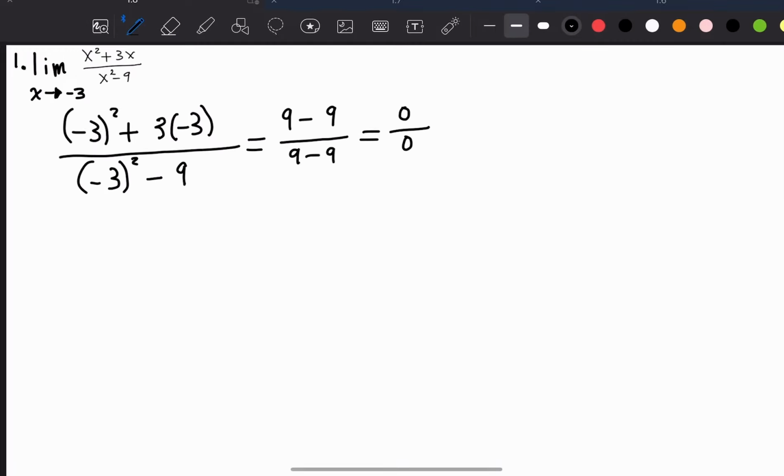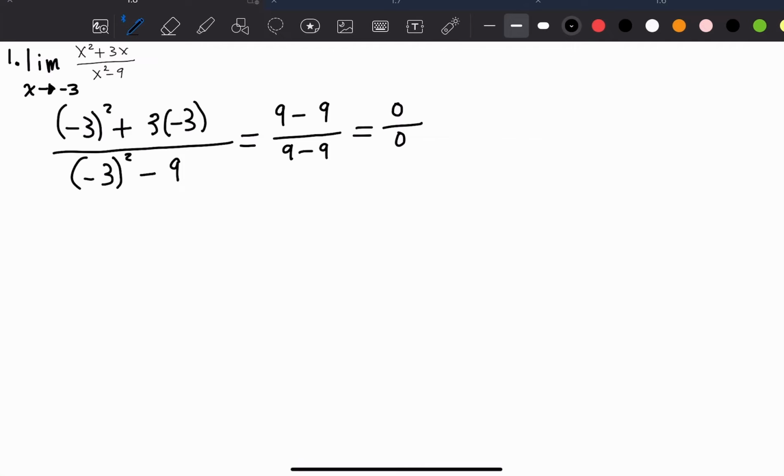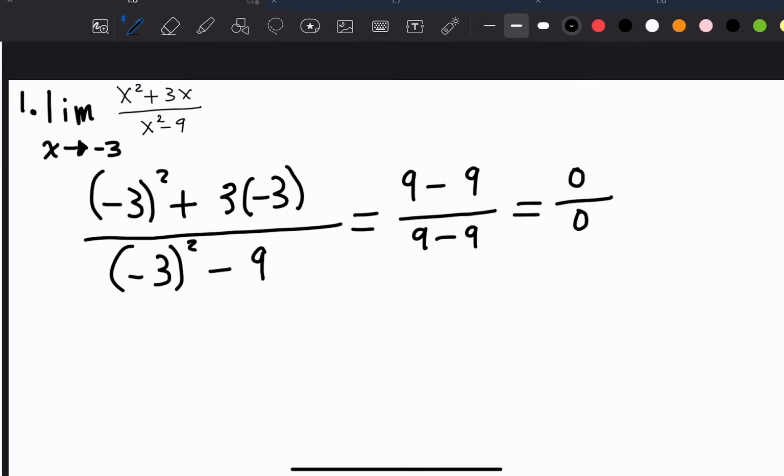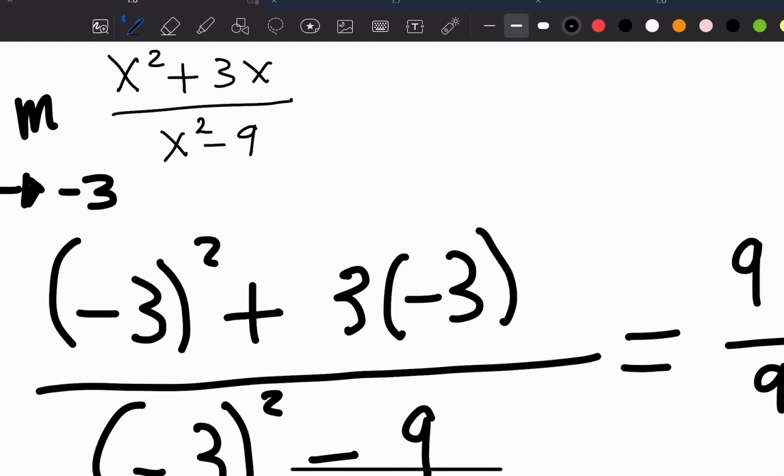So whenever I find a limit like this, when I get 0 over 0, I will try to remember my algebra and see if there's anything that I can factorize in the numerator or the denominator and see if I can cancel out something. That's the only way to solve these exercises. In case I'm not able to factorize anything, then I will say that the limit does not exist. But let's try to do that. Let's see if there's something that we can factorize here.